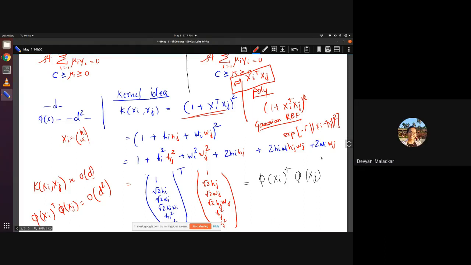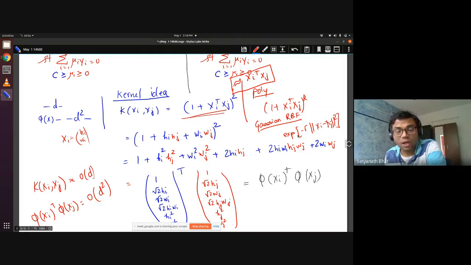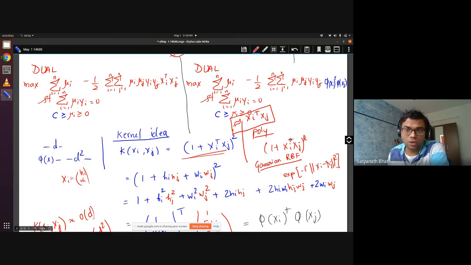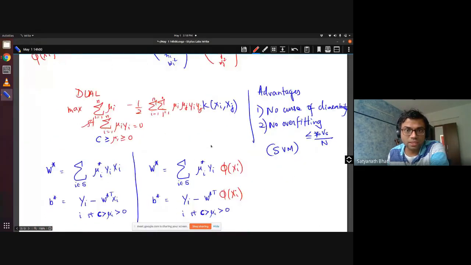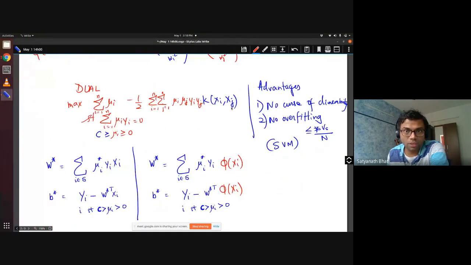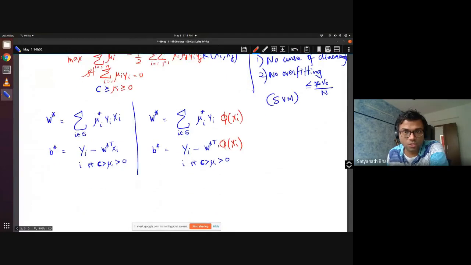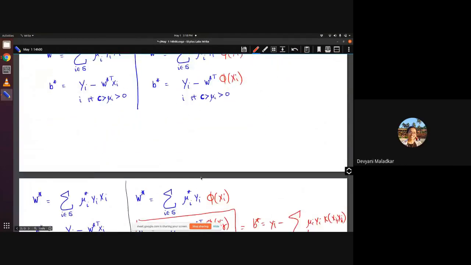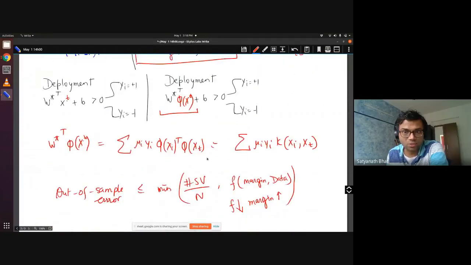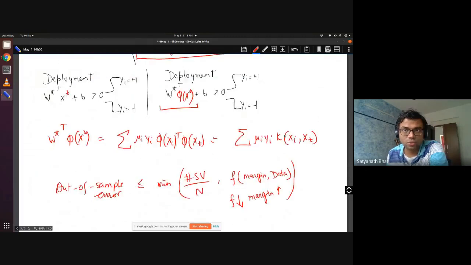So it won't ever be a problem for us to use the classifier, because we're just using the multiplicative term during deployment. During deployment, yes, because you are always using the kernels in this problem formulation, and in deployment you are also using the kernel. We don't use W directly, but you use the kernel, so there is no problem as such.